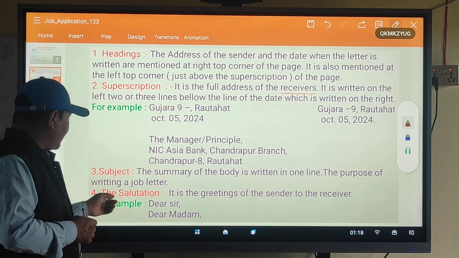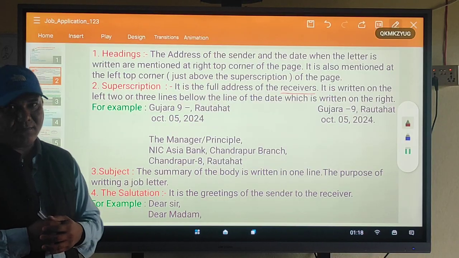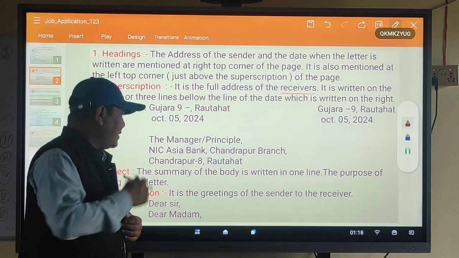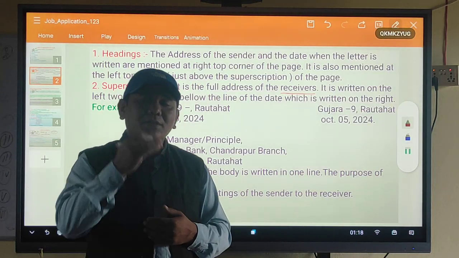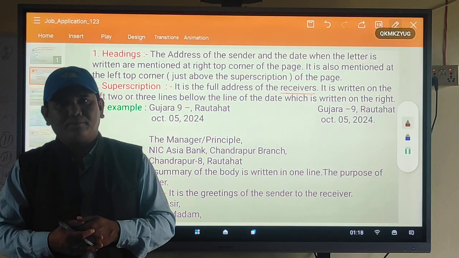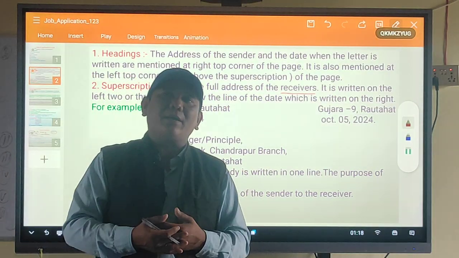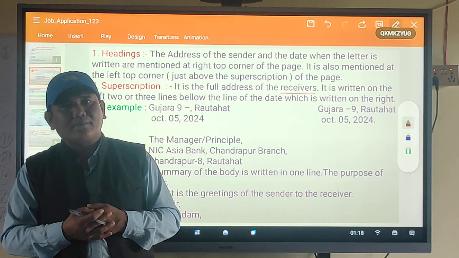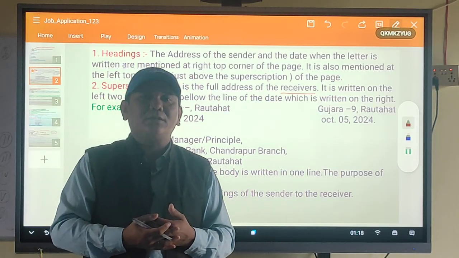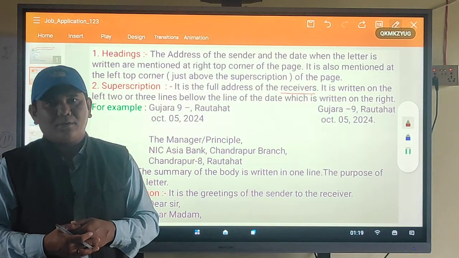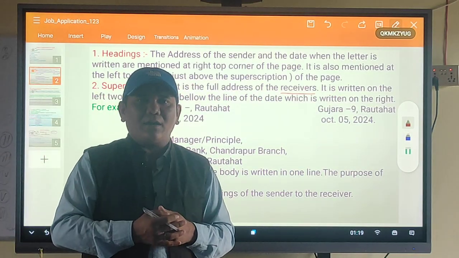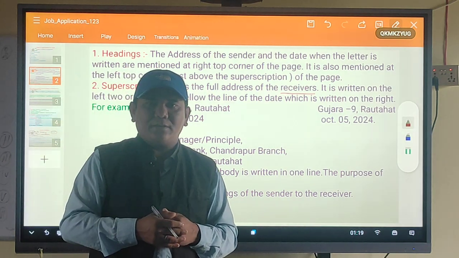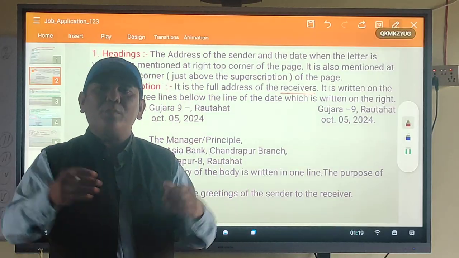The fourth step is the salutation. It is a very simple step. Salutation is a kind of greeting from the sender to the receiver. You know greetings? Greeting means in Nepali you can say Abhivadan. Okay? While writing any sort of letters, you must greet the head. Okay? You must greet whom you are going to write to.